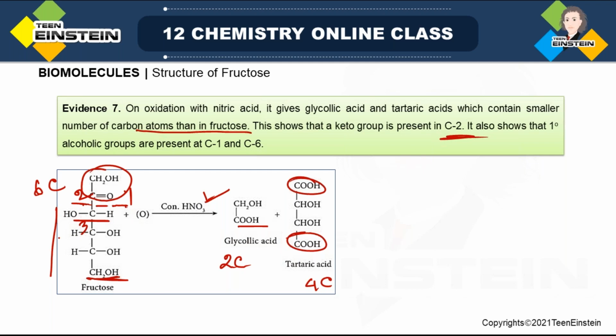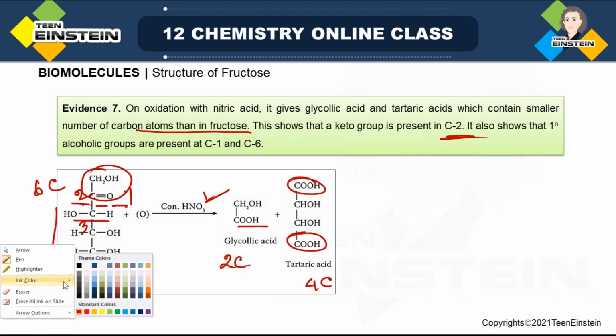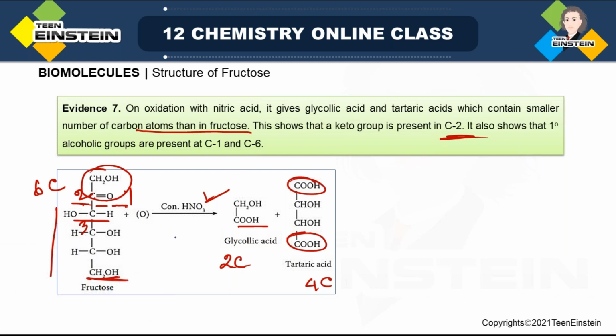So cleavage is basically taking place between carbons 2 and 3. And it not only proves that a keto group is present at C2, it also proves that primary alcohol groups are present at positions 1 and 6. So positions 1 and 6 are basically these two positions, right? And as this is the type of compound that you are getting, it shows that primary alcohol groups are present at C1 and C6. So the primary alcohol is still present here, in this case the 6 carbon is a primary alcohol, and this is also a primary alcohol. It is still intact here, but in the second case this primary alcohol is converted to CO2H.